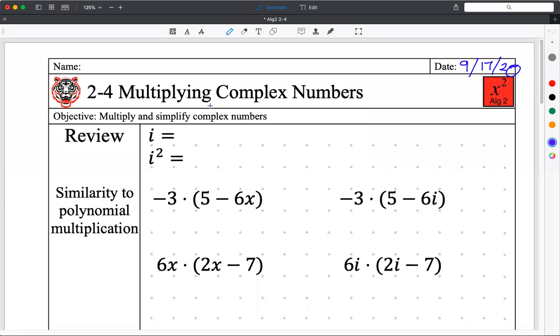Okay. Our objective is very easy today. What is our objective, Wyatt? Multiply and simplify complex numbers. There it is. Yesterday we were adding and subtracting. Today we go to multiplication.